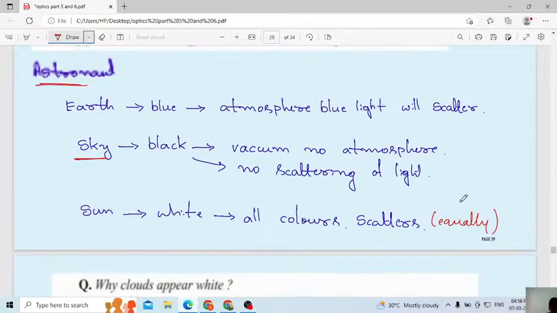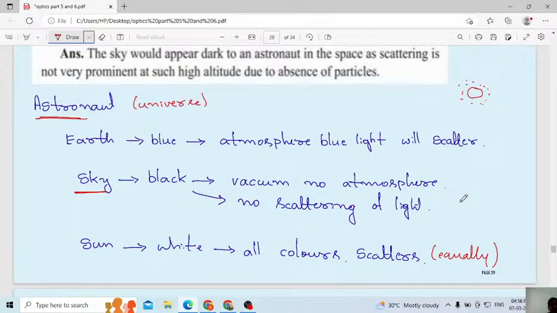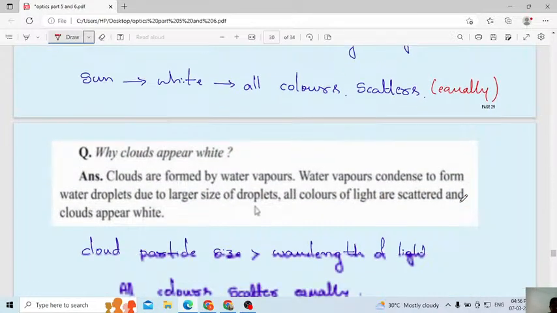Understood everyone? From astronauts the Earth will appear blue because the blue color, because of its less wavelength, will scatter more. The sky will appear black because no atmosphere, no scattering of light. For the sun, all the light rays scatter equally, therefore the sun will appear white.